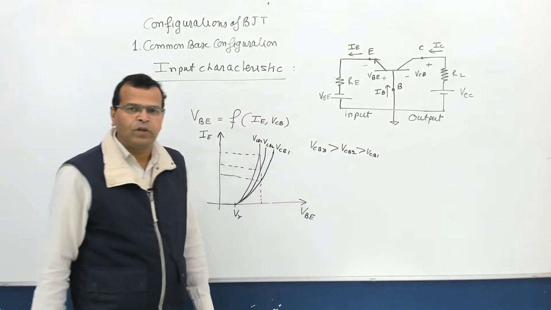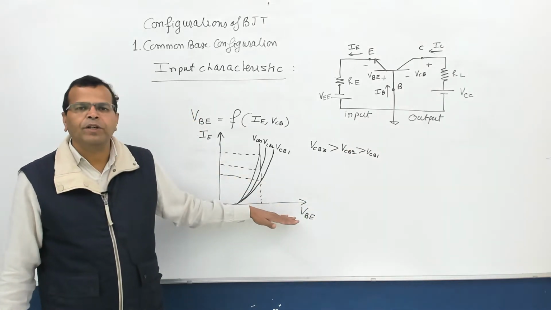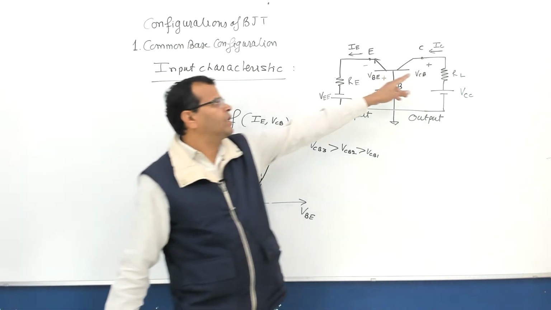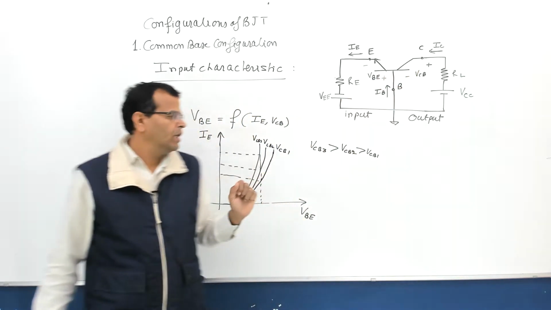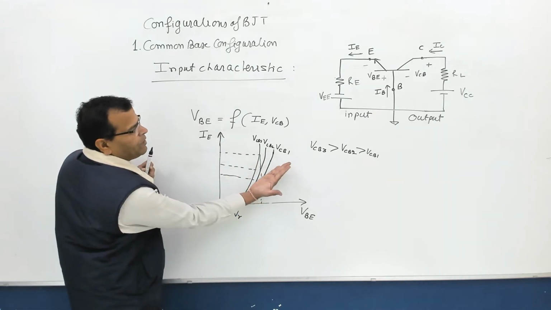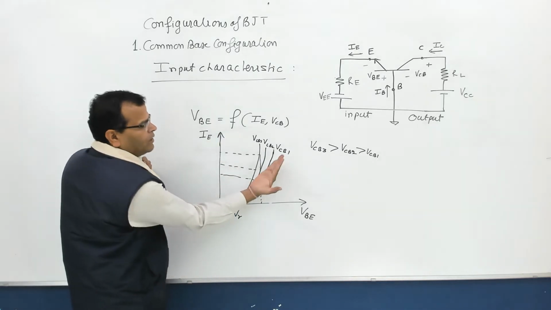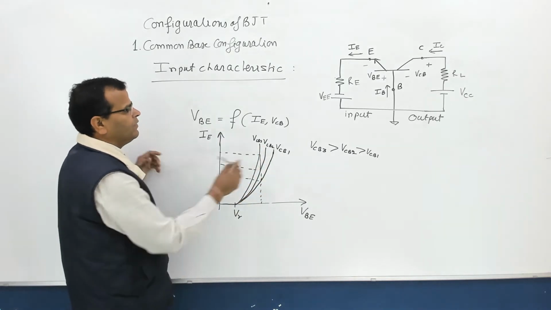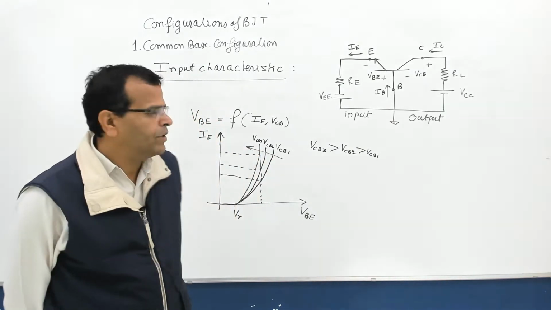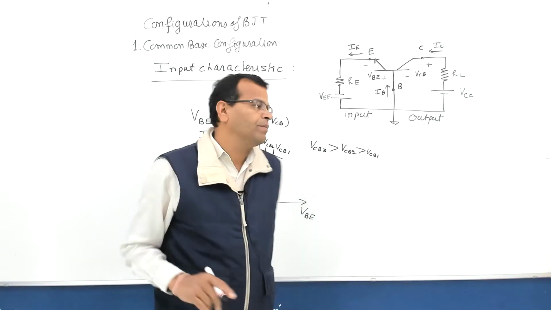So you can see, when base to emitter voltage is kept constant but collector junction voltage is increased, you will find the characteristic shifts towards the IE axis, towards the vertical axis, towards the current axis. The characteristic is shifting this way when VCB increases. What is the reason? Let us try to find out the reason.